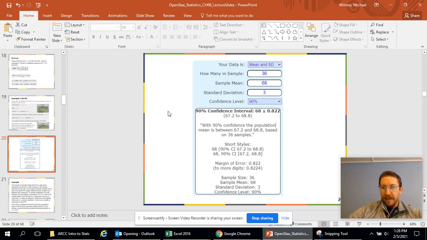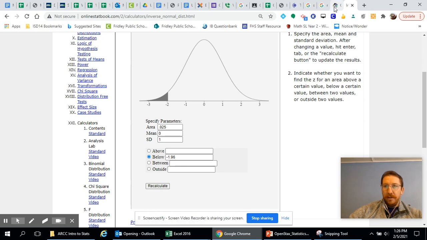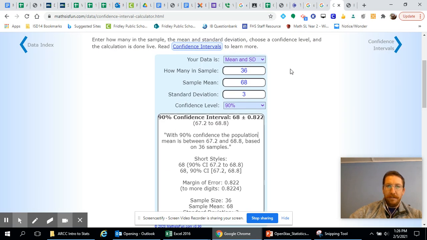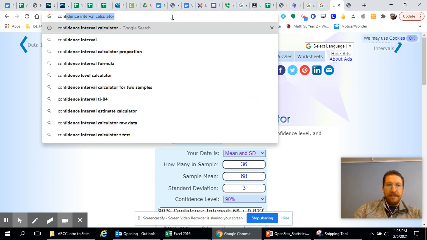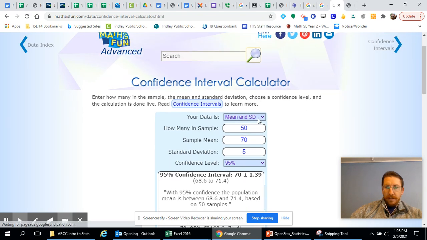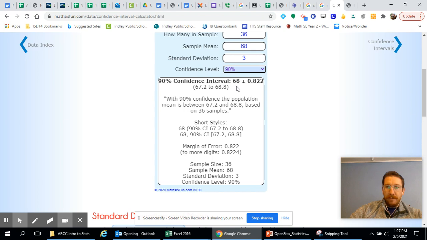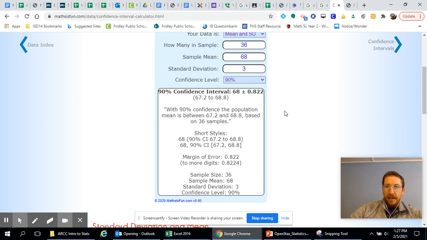And believe it or not, there is a little calculator you can type it into, which you should know how to do it all as we did it there. But if you want to check your work, I typed in confidence interval calculator. And you can pick what you know. So we know our sample size was 36, sample mean was that. Deviation is here, and our confidence level is 90%. And there we go. It rounds it a little bit, but 67.2 to 68.8. And there's a little interpretation, and pretty nice.